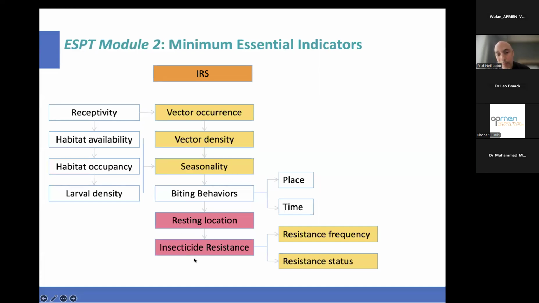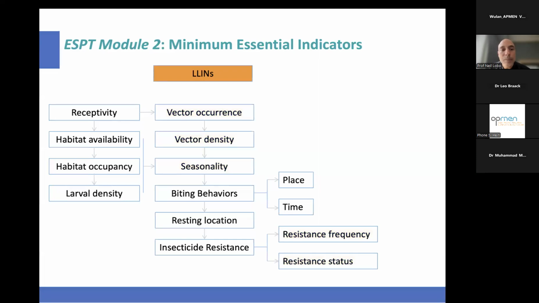They are susceptible. And I have to go in about May in the season, right before the rainy season when their population goes up, right? Based on vector occurrence and density. And so here you can see how your target minimal essential indicators are resting location and insecticide resistance for IRS, but you can collect other indicators with no extra effort to be able to make your decisions better. And that's an example of minimal essential indicators for IRS.